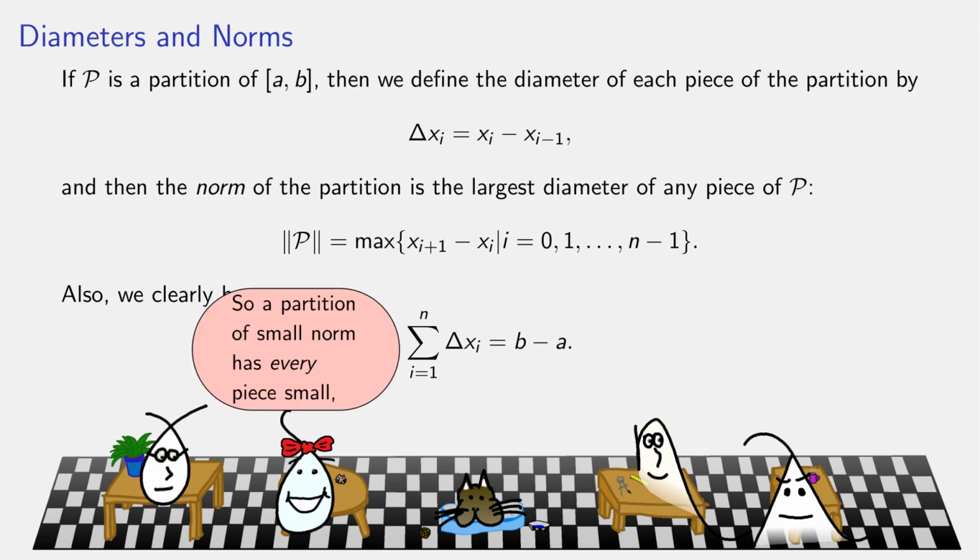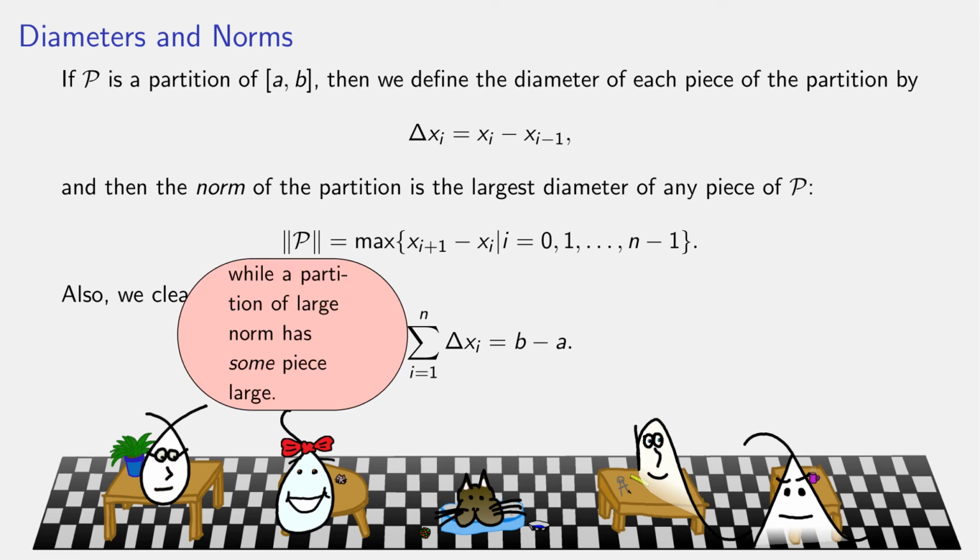So a partition has a norm, and the norm is the biggest length. So in order for the norm to be small, all the pieces have to be small, yes. But if just one piece is big, then the norm of the partition is big. So the norm is the single largest piece, the length thereof.